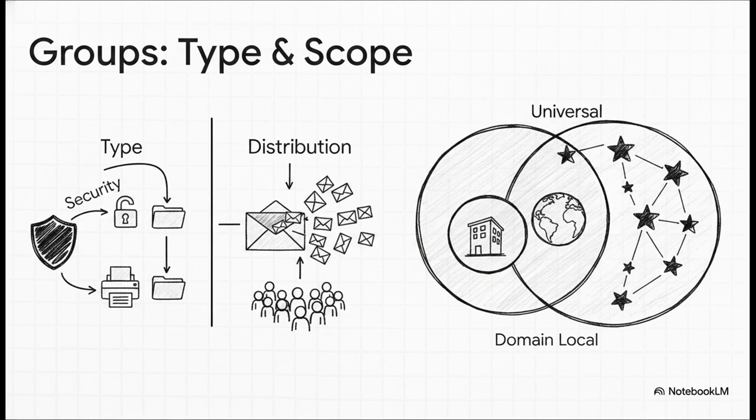But scope? Scope determines where the group can actually be used. Domain local is for resources in your specific domain, global is for organizing your users, and universal is for those massive organizations spanning across an entire forest. Getting these right is absolutely the secret to clean, headache-free permission management.